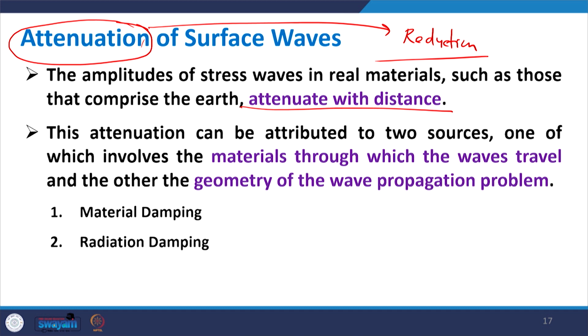This attenuation can be attributed to two sources: one involves the material through which the waves travel, and the other is the geometry of the wave propagation. The first one is called material damping. You know what damping is; I think we discussed it earlier. Damping is nothing but dissipation of energy. If any system has damping, it will dissipate energy. These dissipations are of two forms: material damping and radiation damping. In the next slides, we are going to discuss both in detail.